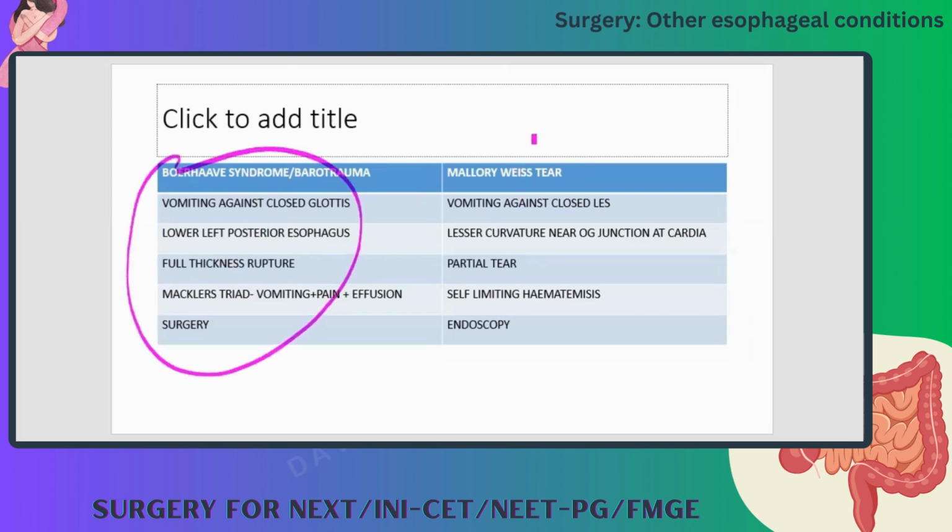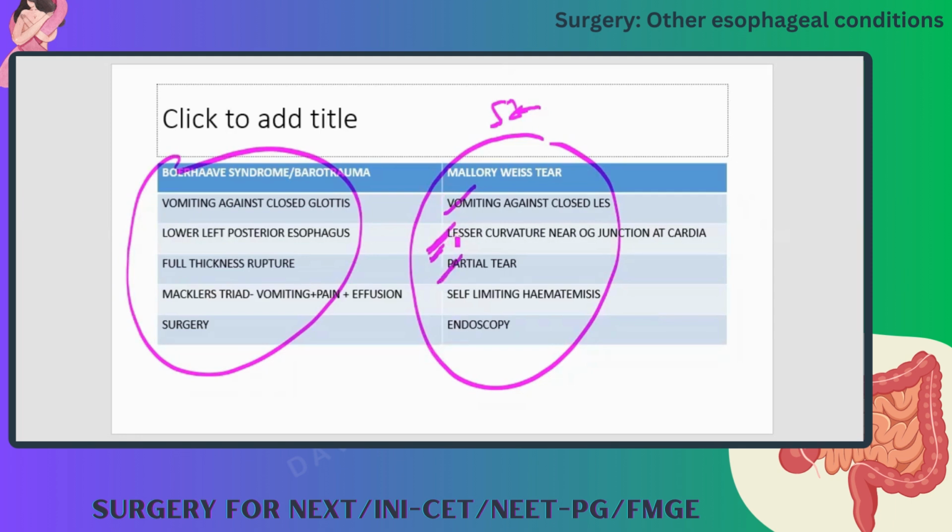Okay, this is one. And next, Mallory-Weiss tear. It is in the stomach. It is also vomiting against a closed sphincter. The lower esophageal sphincter is closed here, not the glottis. The patient tries to vomit, but the sphincter is closed. So here, there will be a small tear. It is a partial tear, not a complete tear.